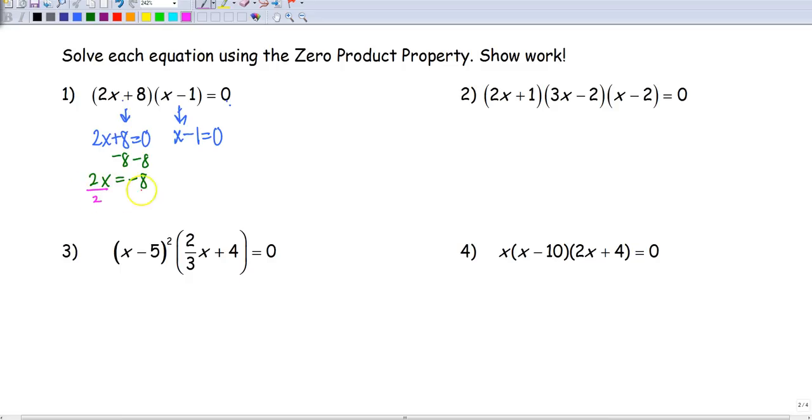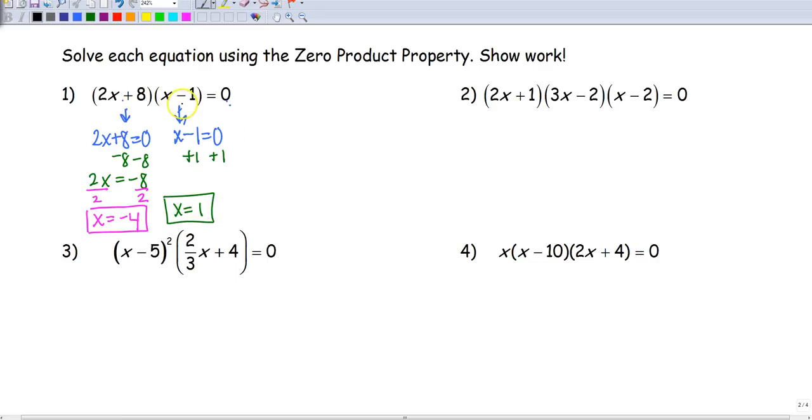And divide by 2. X is equal to negative 4. And on the other side, add your 1. X is equal to 1. These numbers are your x-intercepts.